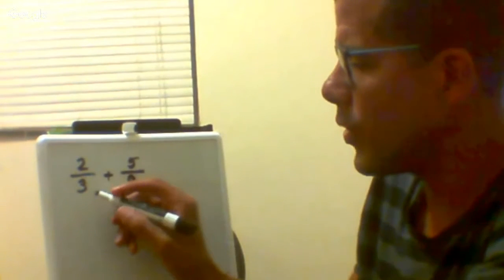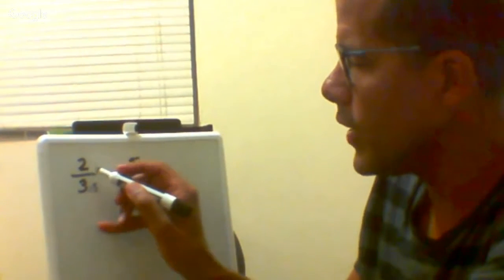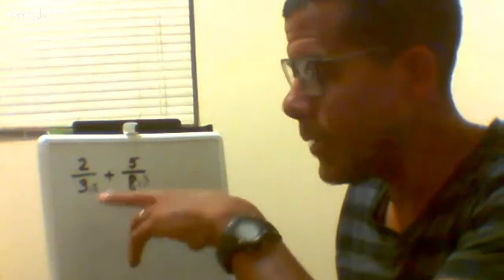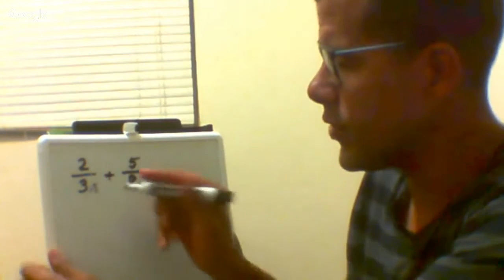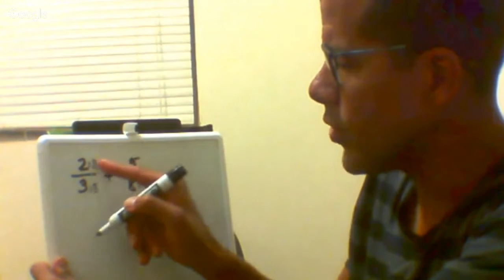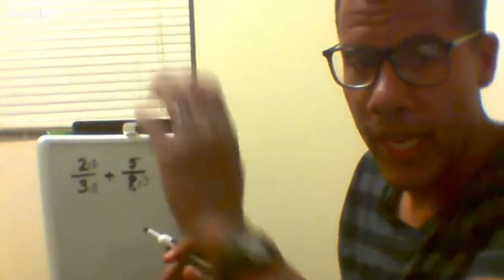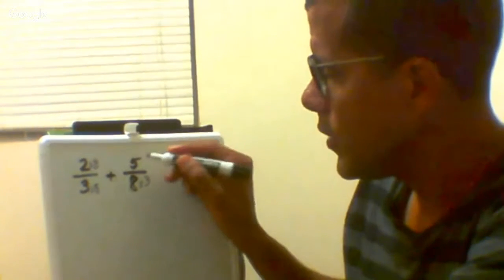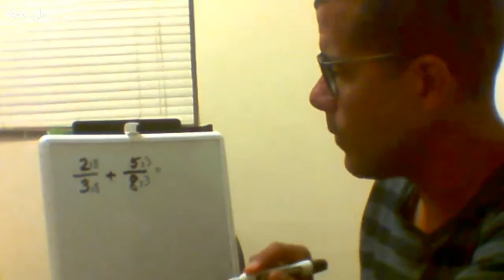So what we're going to do is you're just going to multiply the 3 by the 8, and therefore we have to multiply the 8 by the 3. Now, in order to keep these fractions the same, the student is going to have to understand that you have to multiply the numerators also by what you multiplied on the denominator, because 8 divided by 8 is 1. And if you multiply anything by 1, it does not change it. So I multiply the 8 by the 3, so I'm going to multiply the 5 by the 3.